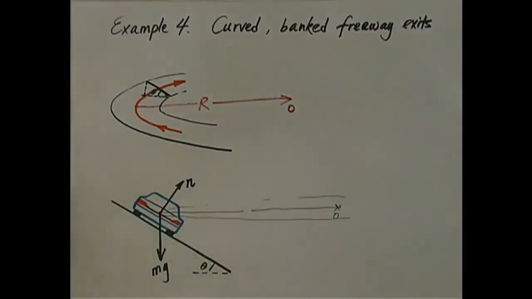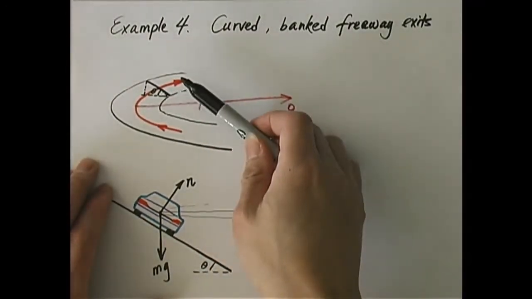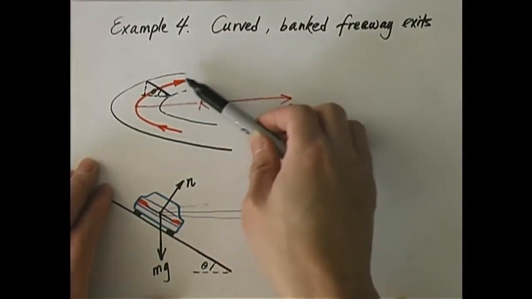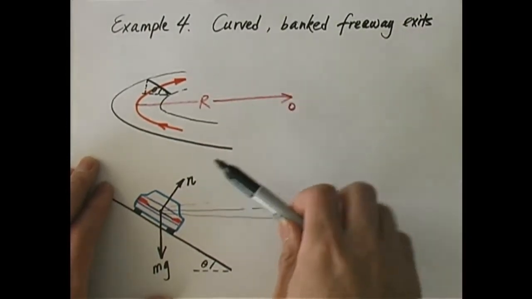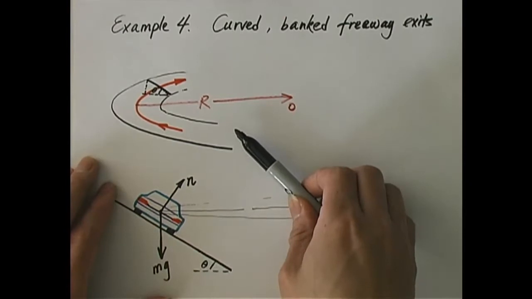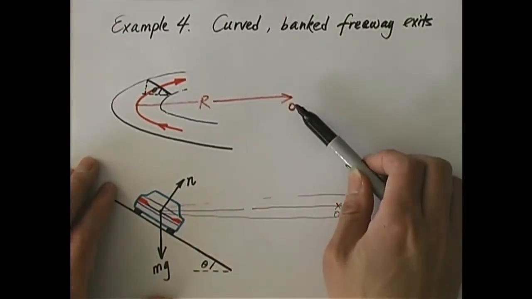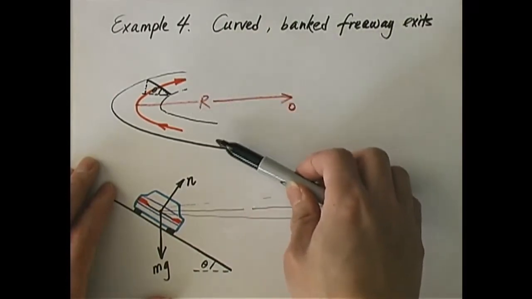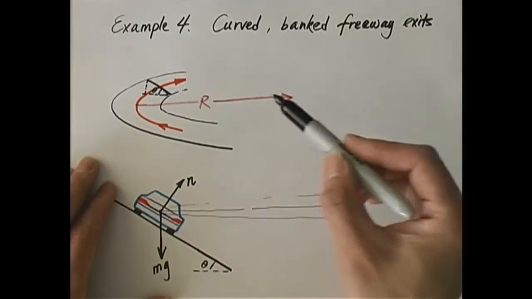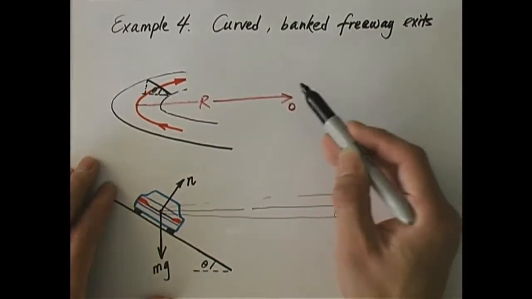What we have here is a freeway exit ramp. As you drive off a freeway, you have to take an exit ramp, which is curved. And for simplicity, let's say it's part of a circle of radius r. So basically, the car is doing a circular motion about a horizontal circle centered at point O.